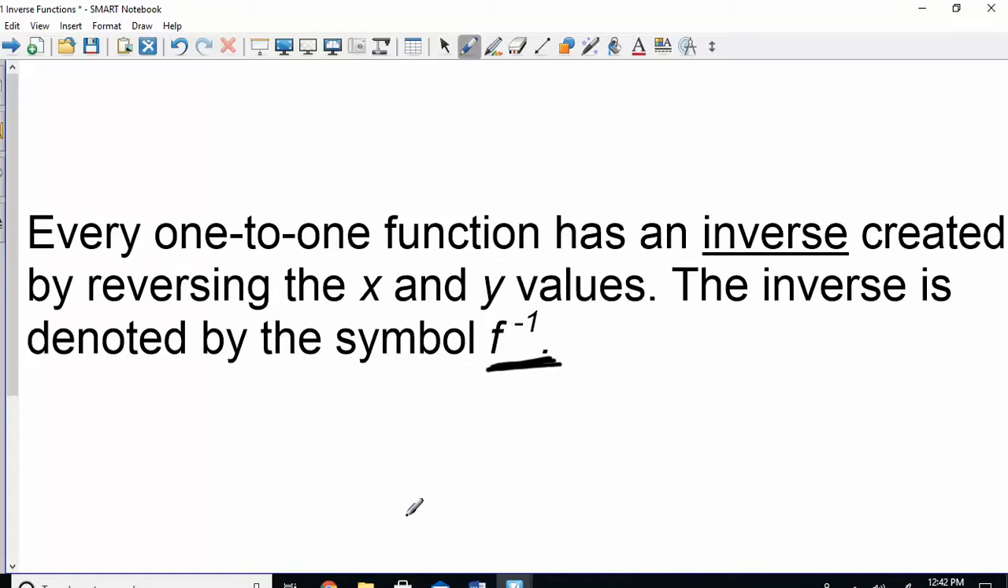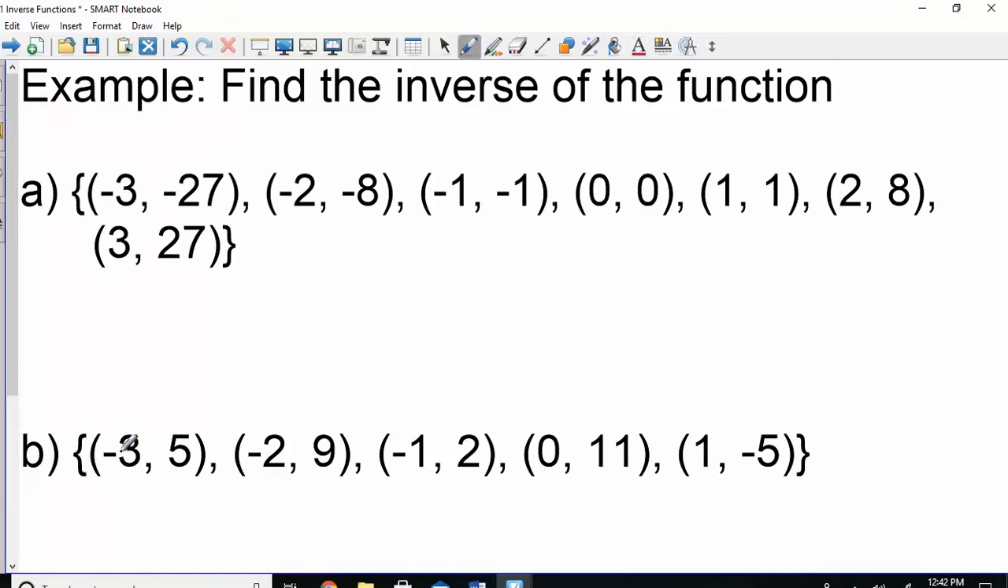So we're going to start out finding inverses of just a very basic set of ordered pairs and make sure we can find the inverse for each of those. If I give you a set of points, all the inverse does is flip the x and y. So if your point is -3, -27, then the point in the inverse would be -27, -3. We are not changing the signs, we're just changing the order.